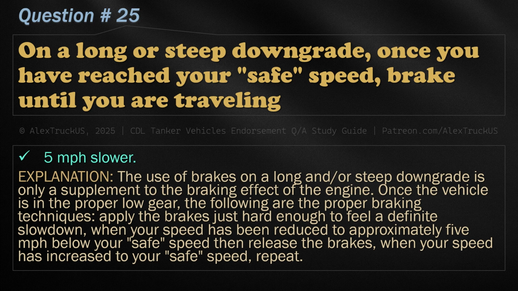The use of brakes on a long and/or steep downgrade is only a supplement to the braking effect of the engine. Once the vehicle is in the proper low gear, the following are the proper braking techniques. Apply the brakes just hard enough to feel a definite slowdown. When your speed has been reduced to approximately 5 miles per hour below your safe speed, then release the brakes. When your speed has increased to your safe speed, repeat.